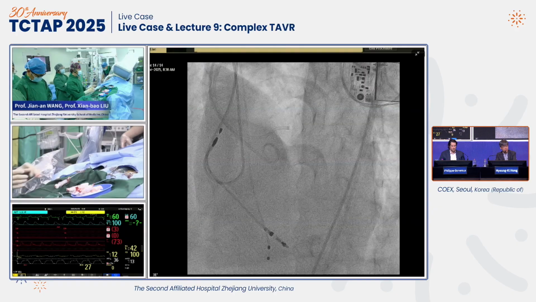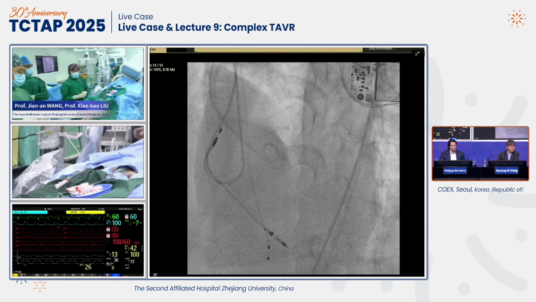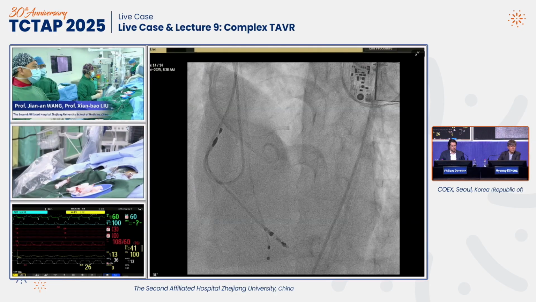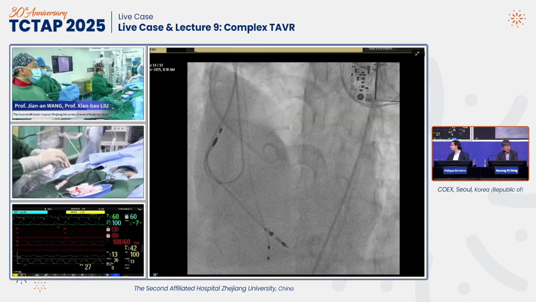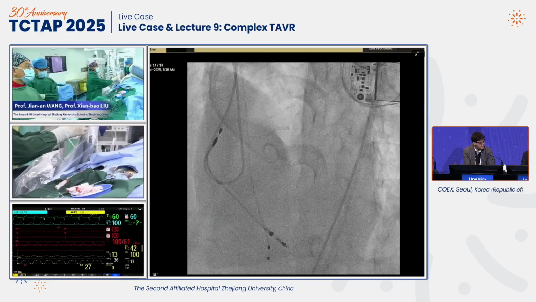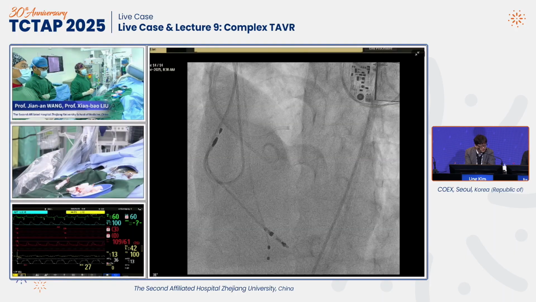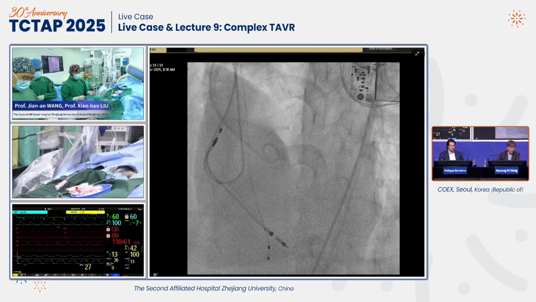Any comment about the panelist comment? I have one question about supraannular sizing. Dr. Liu, any comment? Why was this patient selected for TAVR rather than surgery?